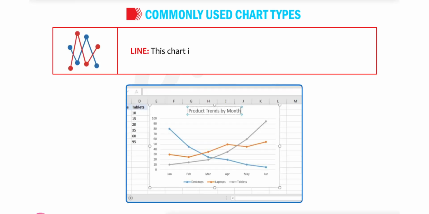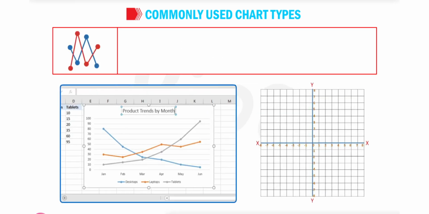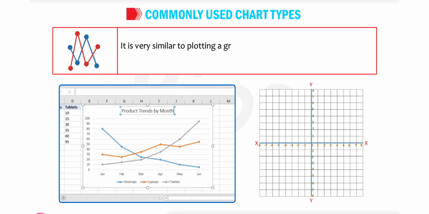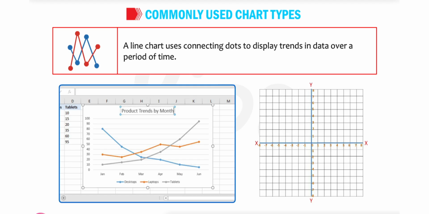Line chart. This chart is in the form of lines. It is very similar to plotting a graph on a graph paper with its values on the x and y axis. A line chart uses connecting dots to display trends in data over a period of time.